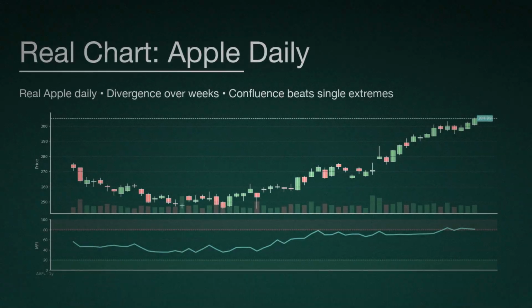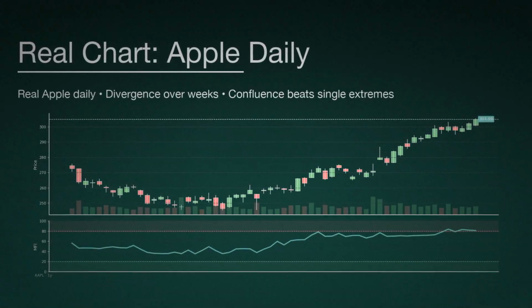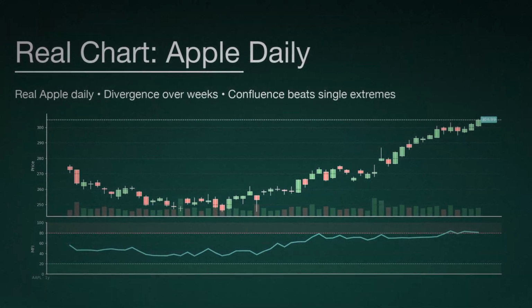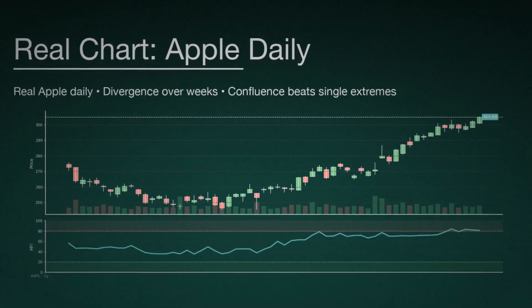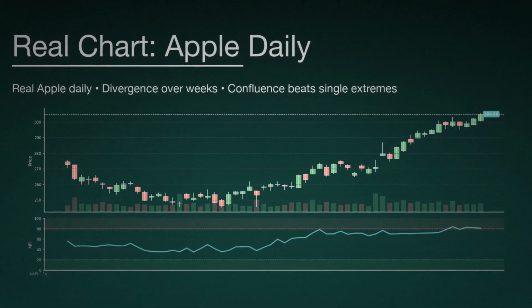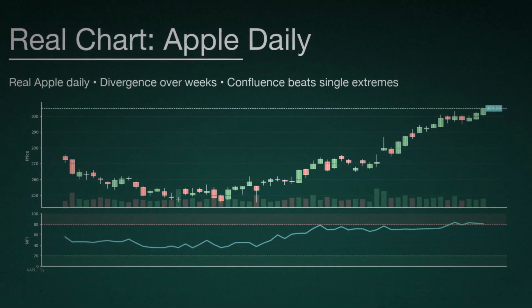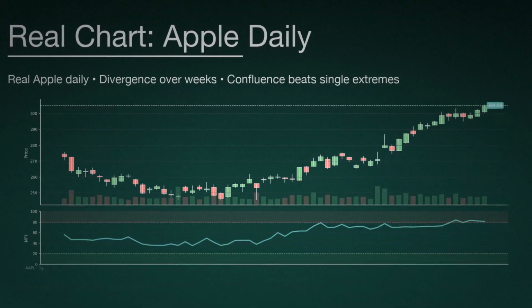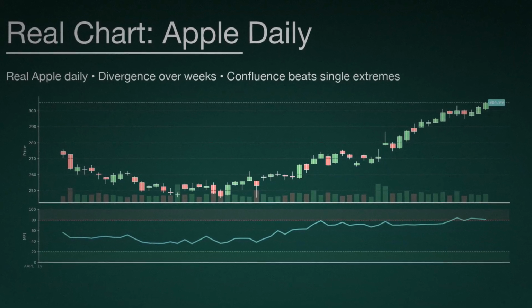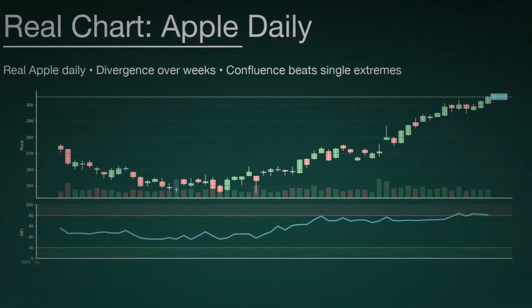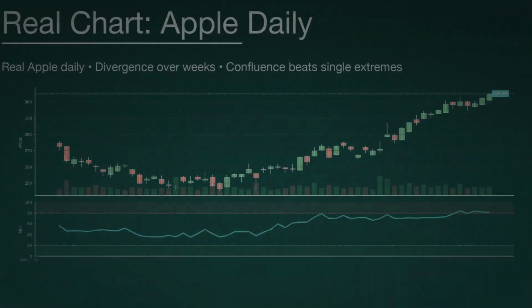Now let's pressure test it on Apple daily candles over the last year. Watch for the spots where MFI pierces 80 during sharp rallies, then rolls over. Notice how the cleanest reversals happen when divergence builds across 2 or 3 weeks, not when MFI just taps overbought once. In trending names like this, single extreme readings get steamrolled. Confluence with prior resistance is what separates a tradable signal from noise.